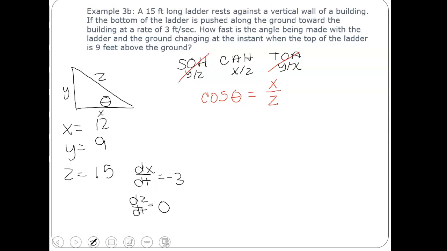What do we do with our formula? Well, we want the related rates, so we're going to differentiate with respect to t. The derivative of cosine is negative sine theta d theta dt. And on the other side, I have x divided by z. That is a quotient rule.